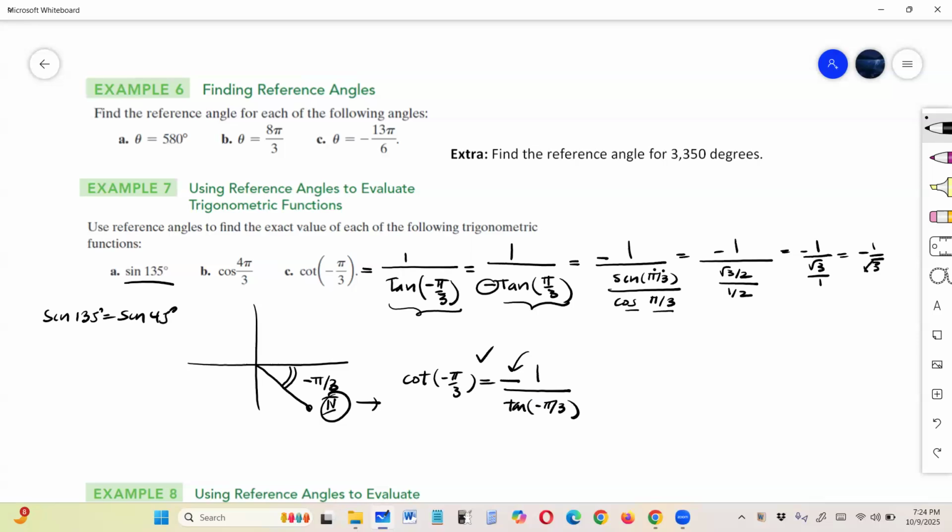I have to rationalize this. So this is times radical 3 times radical 3. So this is minus radical 3 over 3.